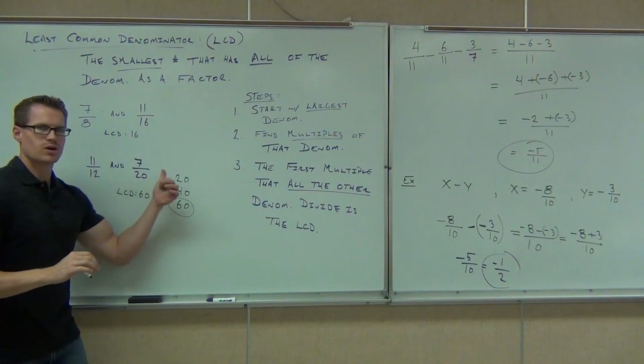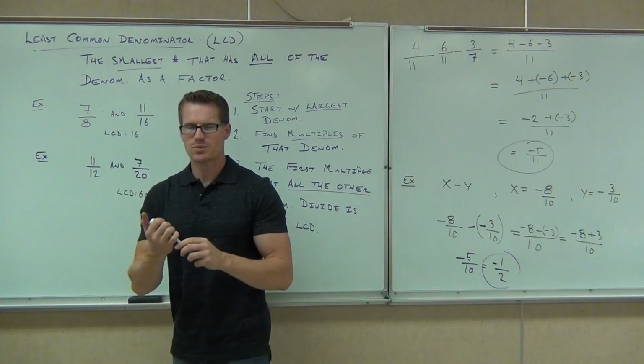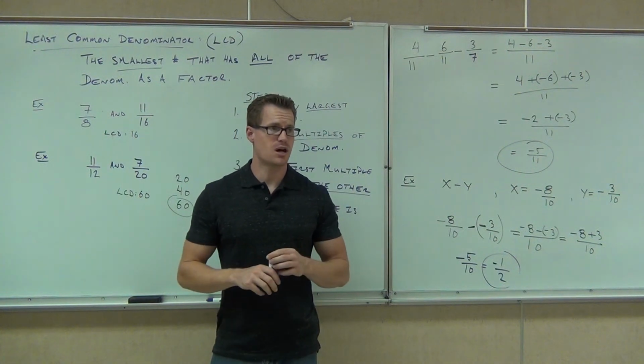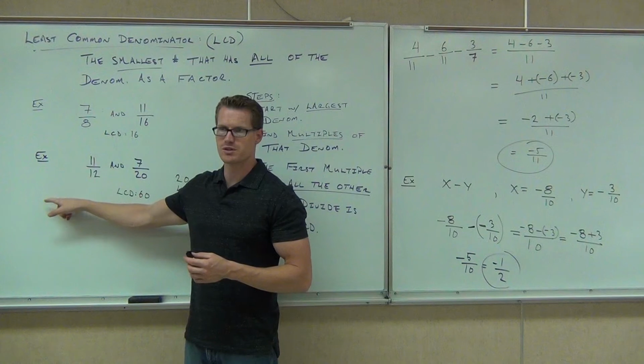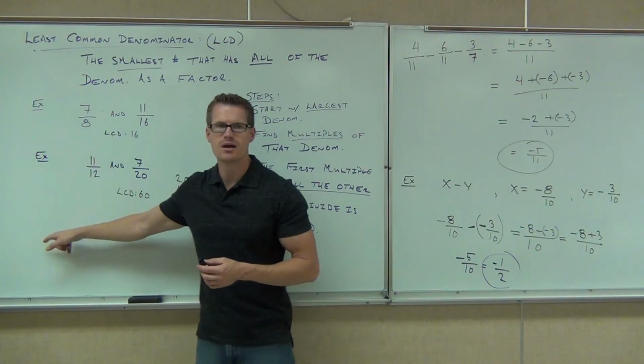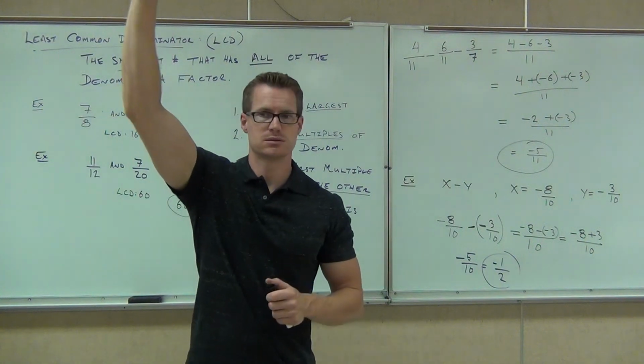So we take the largest one, we find the multiples, the first one that they both divide, that's your LCD. The reason why we don't start with the smallest denominator is you'd have to do more multiples. You have to do more work. You have to do 12, 24, 36, 48, and 60 before you found it. This is less work. Start with the biggest one. How many people understood what we talked about today? Good.